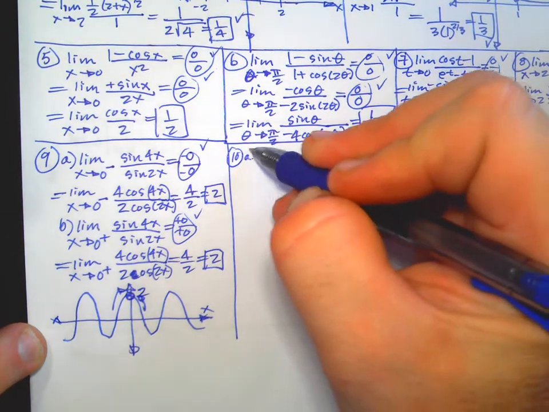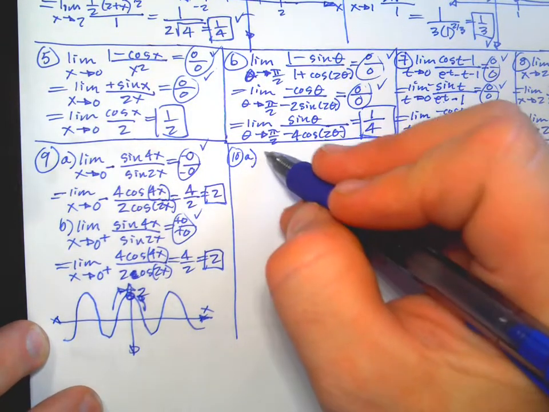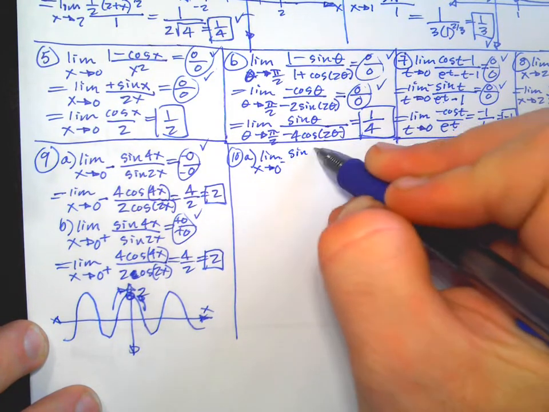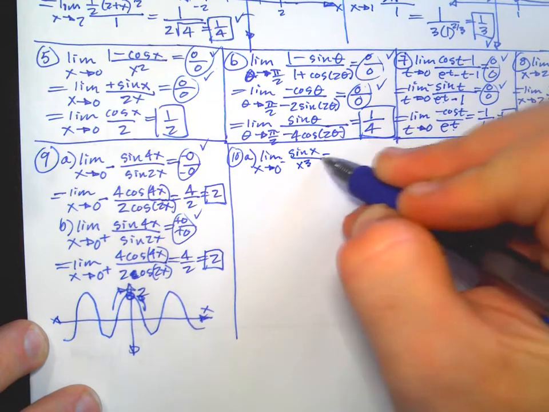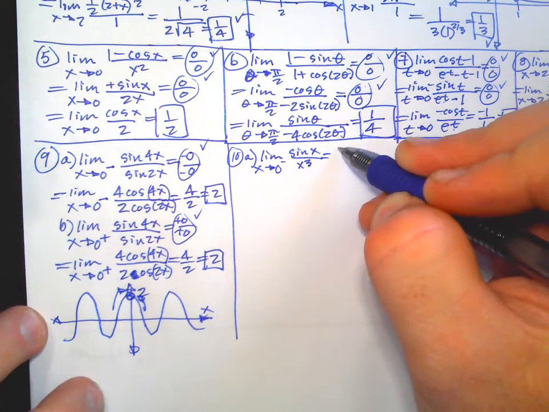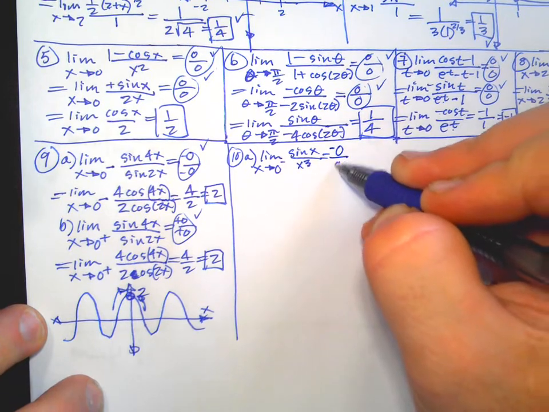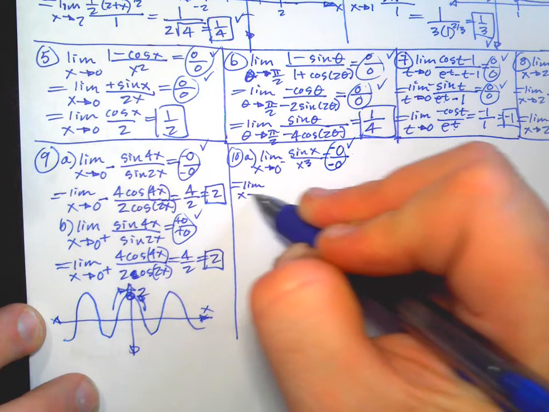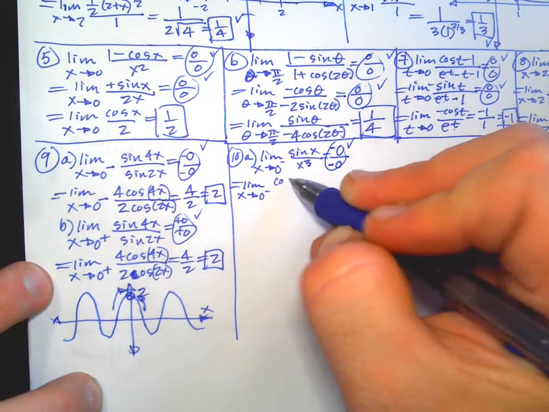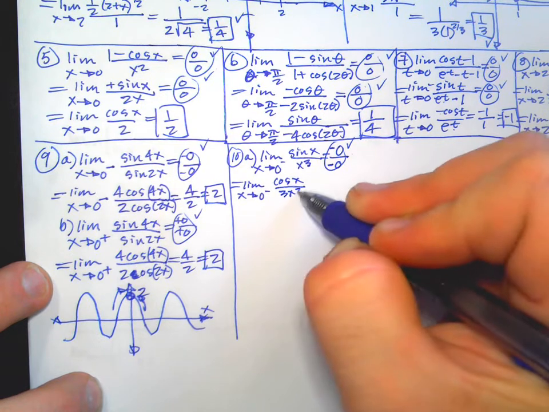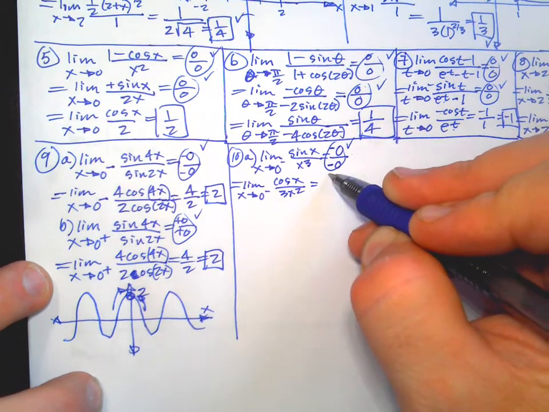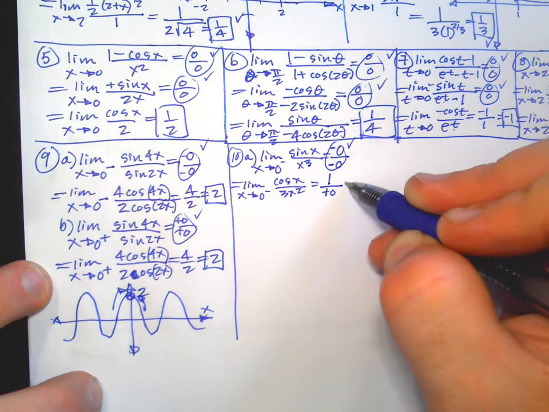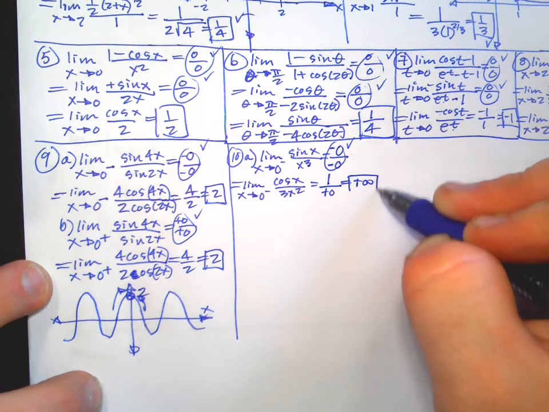10, part A, limit as x goes to 0 of sine x over x cubed. If we plug 0 in, we're approaching 0 from the left, so this is approaching 0 from the negative side, but that's indeterminate. So then we can do L'Hopital's rule, and we get cosine x over 3x squared. Now when we approach 0 on this, we're going to get 1 over positive 0 because it gets squared, which is going to go to positive infinity. It's going to blow up to positive infinity.